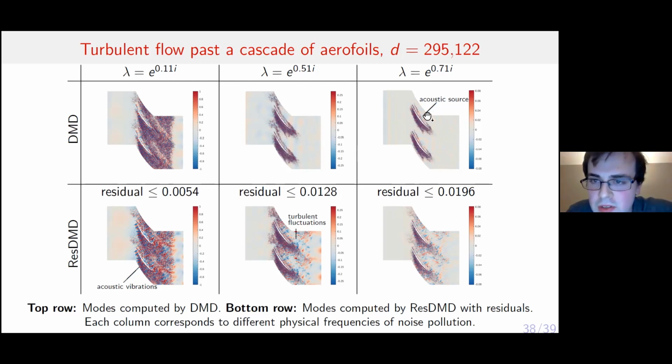For DMD, you have this nice acoustic source here, which is completely deformed when you go to nonlinear dynamics. So sort of the moral from this picture is that ResDMD is potentially very useful for two reasons. First of all, you can capture the fully nonlinear effects. And second of all, and I think this is really important for applications, you get this robustness guarantee as well. And we can do this even in ambient dimension 300,000.